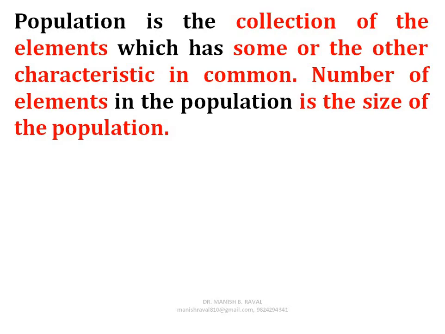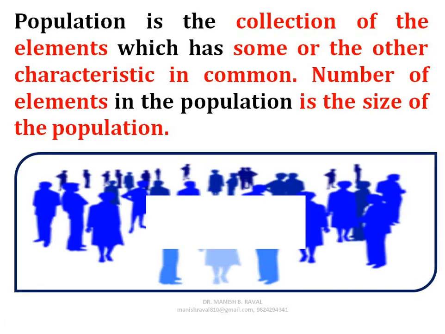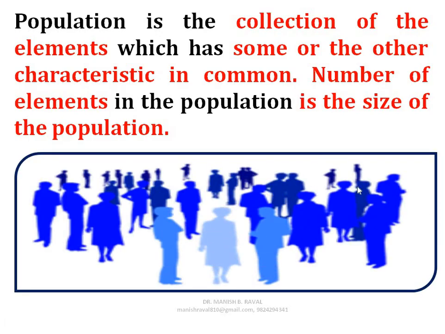So first of all, let us learn what we mean by population, and then we will learn what we mean by sample. It is written in front of you that population is the collection of elements which has some or other characteristics in common. The number of elements in the population is the size of the population. See, the collection of elements which have some common characteristic, the collection of people having certain common characteristics.